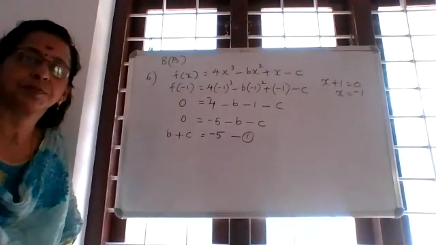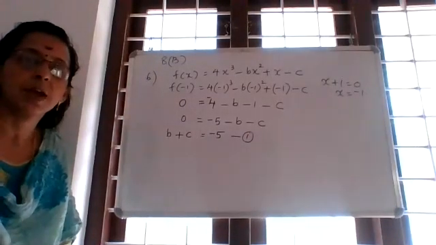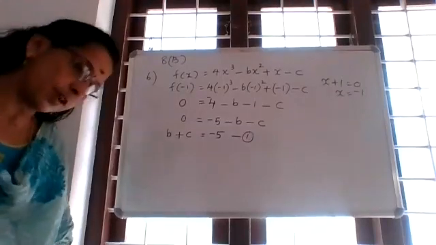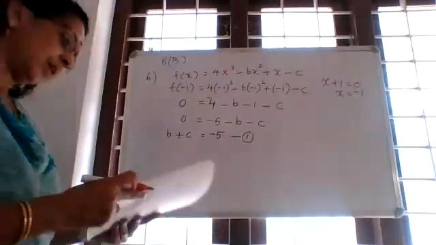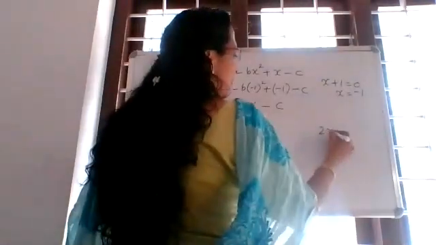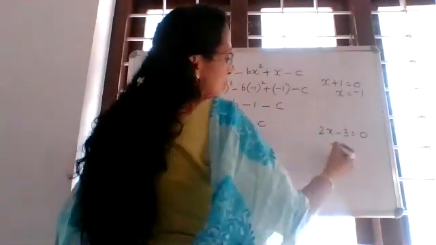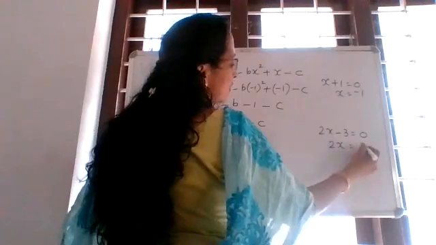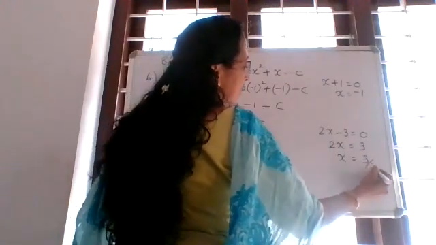This understood? Next. It's the same f(x). What are they given? 2x − 3 is the divisor. So 2x − 3 = 0, so 2x = 3, so x = 3/2.